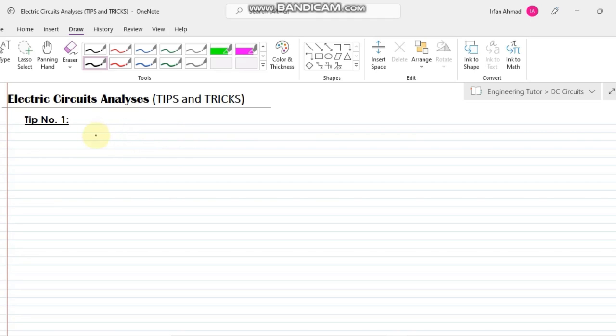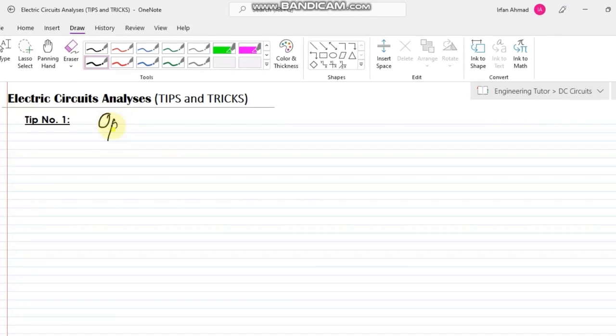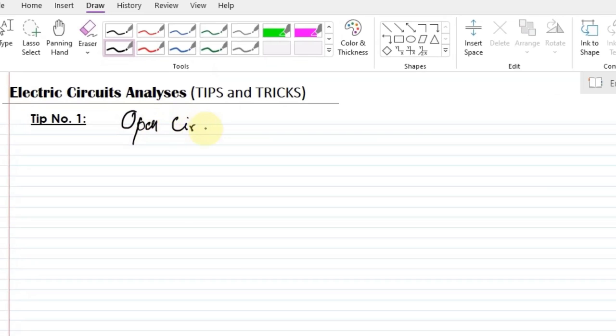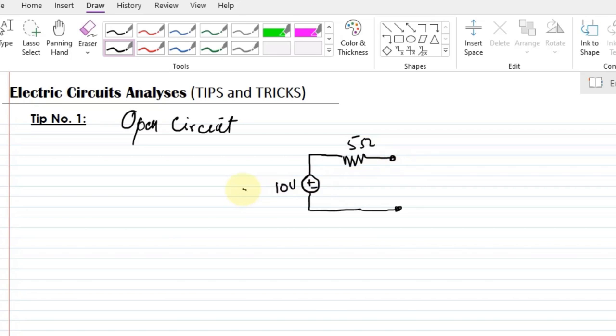So the first tip is related to the open circuit. In solving some questions, let me have a question in which we have a source here, that is the circuit, and a simple resistor here. This is a 5 ohm resistor and the voltage source here is 10 volts DC. Suppose this is Vs, this is VR, and I want to find out the voltage here.